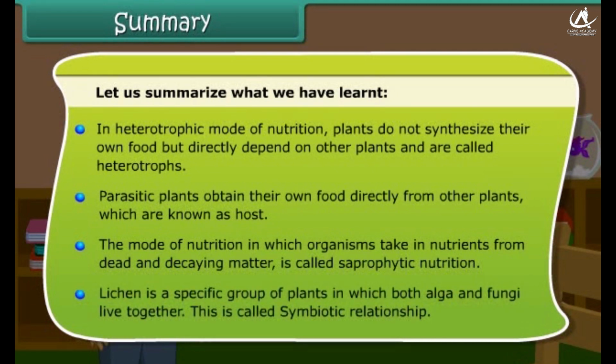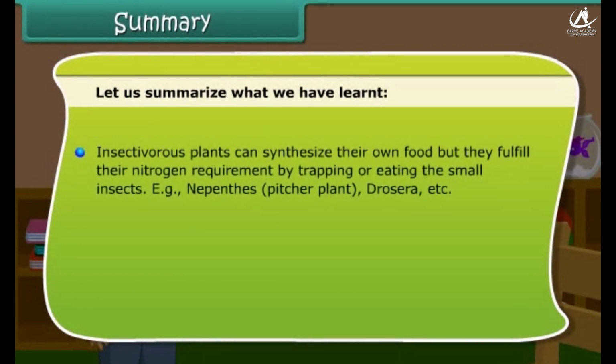Lichen is a specific group of plants in which both algae and fungi live together. This is called Symbiotic Relationship. Insectivorous plants can synthesize their own food, but they fulfill their nitrogen requirement by trapping or eating the small insects. For example, Nepenthes, pitcher plant, Drosera, etc.